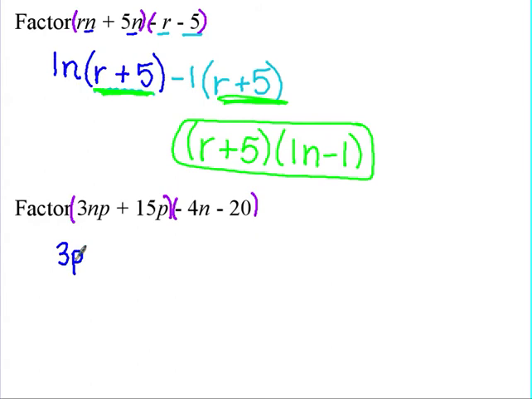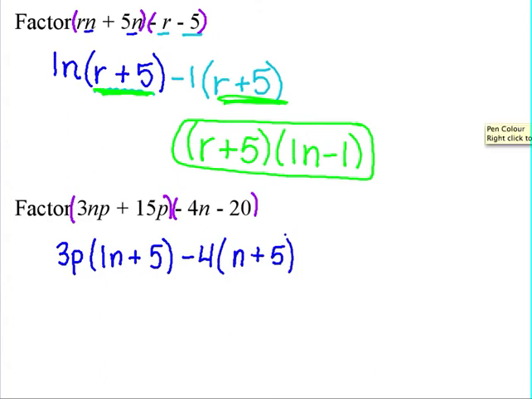So if I take out a 3p from that first grouping, that's going to leave me with an n. Then 3 times what is 15? The answer is 5. Now if I have negative 4n minus 20, I can actually factor out a negative 4, in which case I get n plus 5. Because if you take a negative 4 from a negative 20, your answer is going to be positive 5.